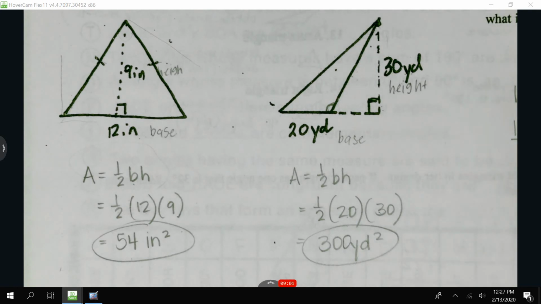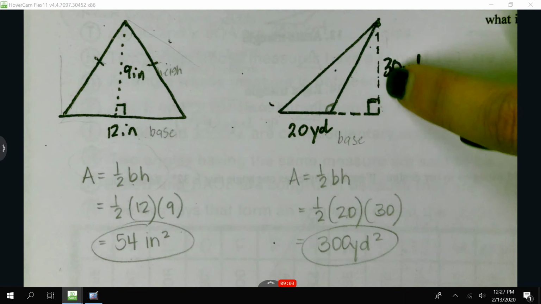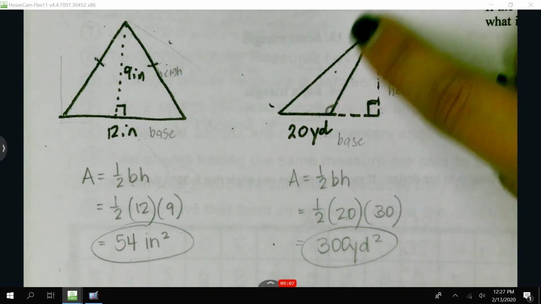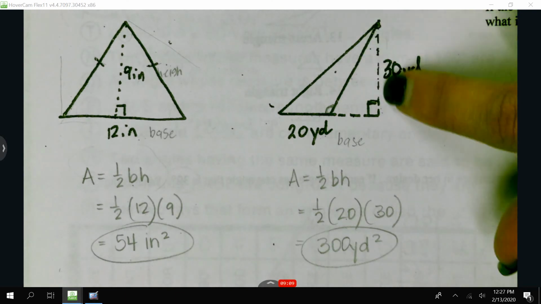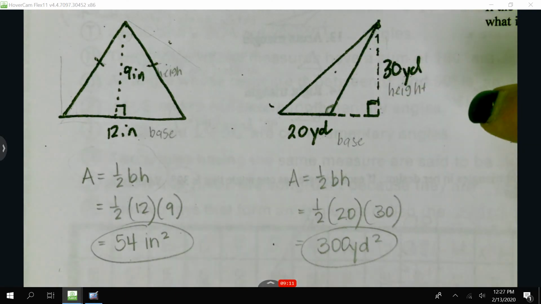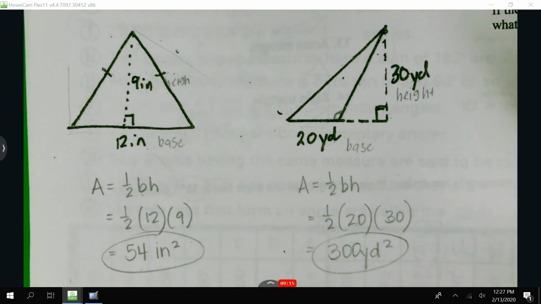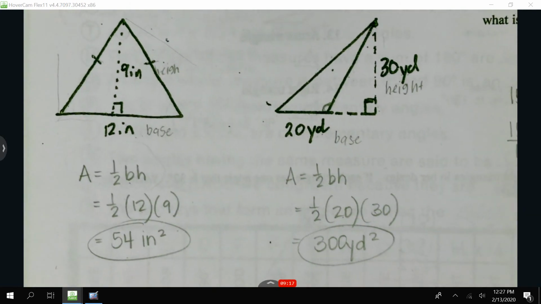Number 22, the dotted line is telling you your height. So the triangle is actually this place, right? This part right here, the dark line. The dotted line is just helping you to figure out the height. So you've got 1/2 times 20 times 30, which is 300 square yards.